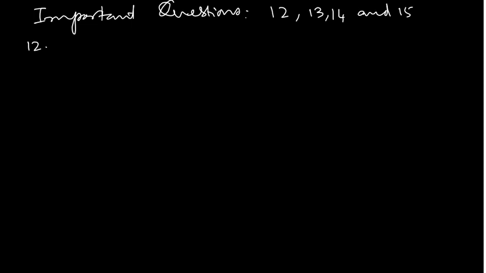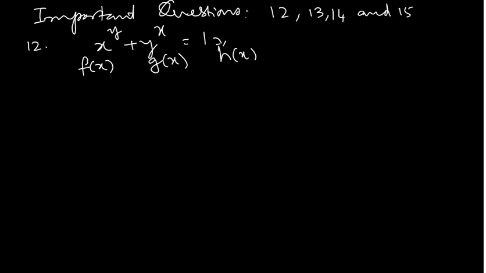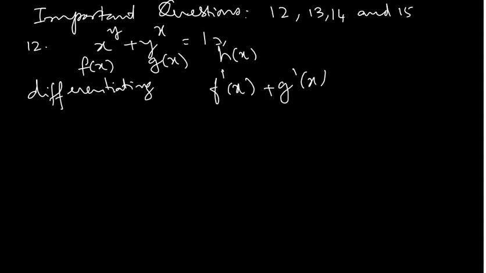He has given x to the power of x plus x to the power of y plus y to the power of x equal to 1. So the approach is very, very simple. Last time we considered f of x and g of x. Now we have to consider this as f of x, this is g of x, and this is h of x. Three functions are there. And then differentiate. So when you differentiate this, we get f dash x plus g dash x equal to h dash x.